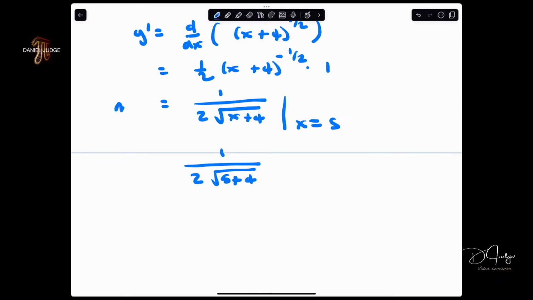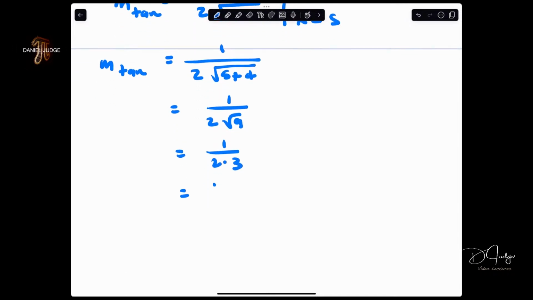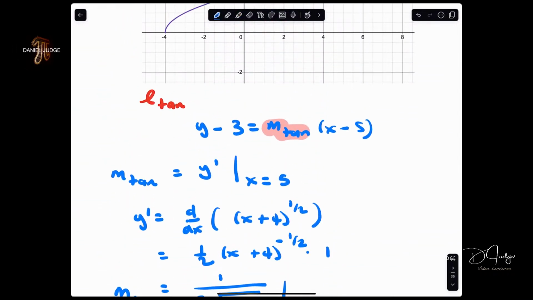So let me just write it that way. We're going to write this as our definition of m tangent. It's like we did earlier. And this gives us 1 over 2 square root of 9, which is 1 over 2 times 3, or simply 1/6. So my m tangent is 1/6. This is what we were looking for. So let's replace this with 1/6.